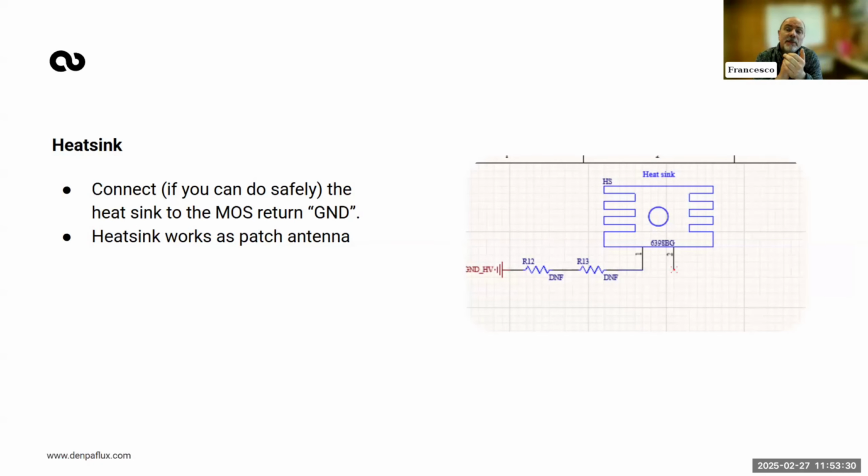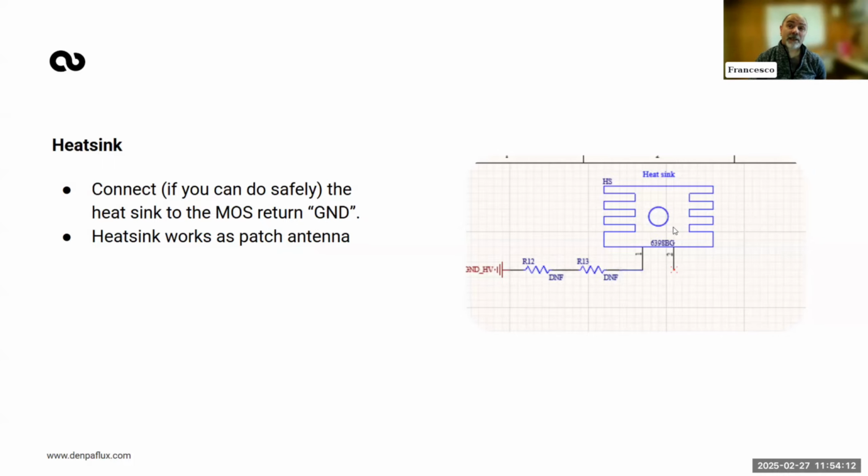And then the last one, a typical mistake, when you have a heat sink, guys: heat sinks work like antennas, like patch antennas. So in your design, every time you have a heat sink, try to connect, if you can, the heat sink to your ground. How you connect does not matter. You can connect with a zero-ohm resistor, you can connect with a capacitor, an inductance. Usually, it really does not matter. But what is important is that the heat sink is not isolated from your ground.